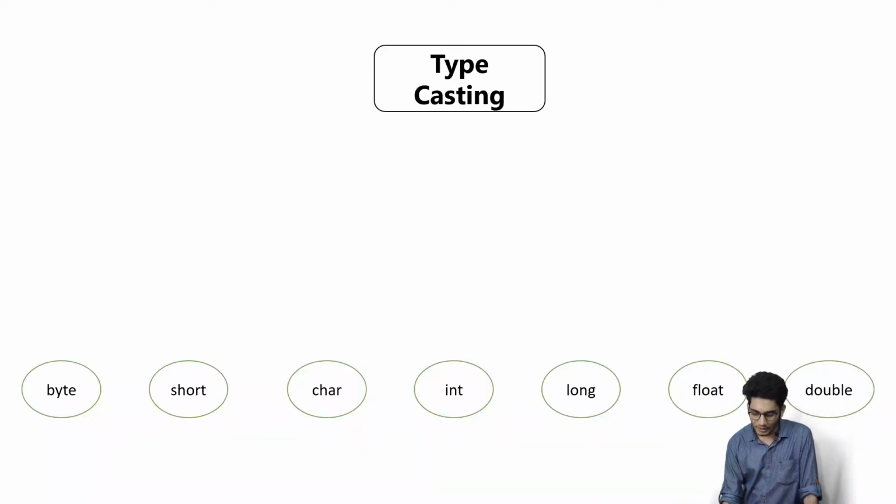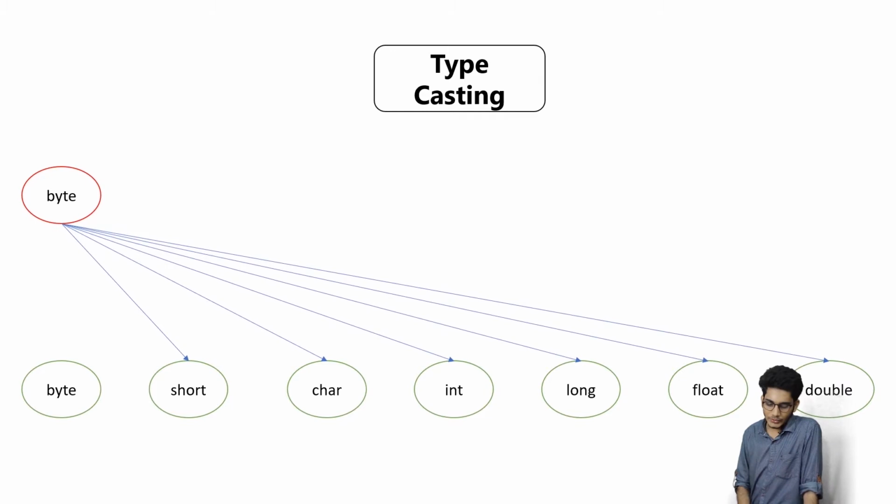As you can see on my screen, in Java we have a total of 8 data types. Those are byte, short, char, int, long, float, double. These are the various data types we have in Java. Now how to convert them? The main thing is we can convert every data type into another. You can convert your int to float, your long to float, your byte to short, and you can perform every combination. As you can see on my screen, we can convert our byte into short, char, int, long, float and double. And the same goes for all the data types.